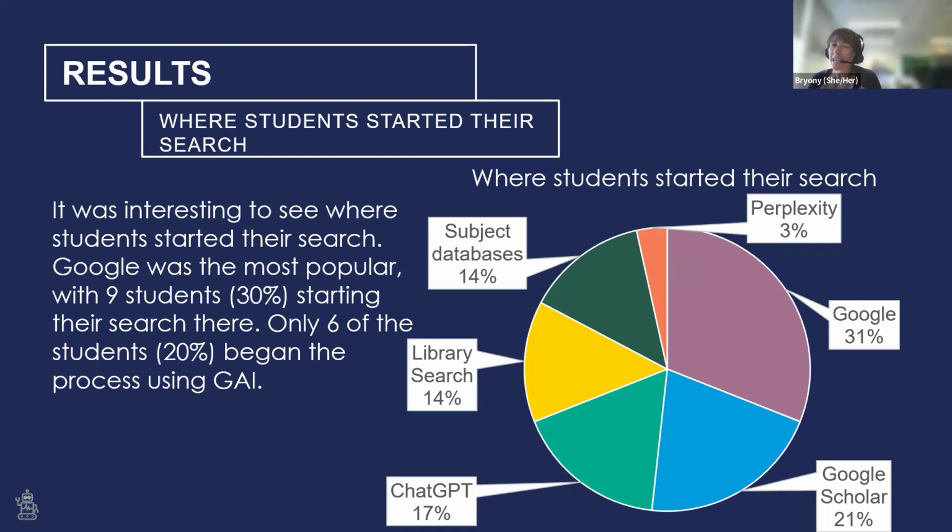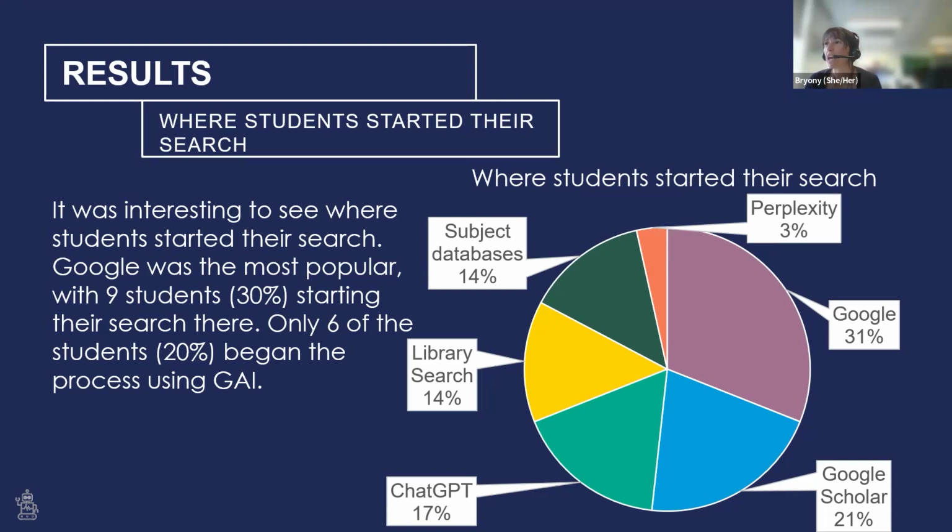We were, I guess, pleasantly surprised that looking at either subject databases or library search was still making up about a quarter of the places that the students started their searches. Although in an ideal world we'd love this to be a bit bigger, it probably isn't too bad when you consider the availability of things like Google Scholar and GAIs.